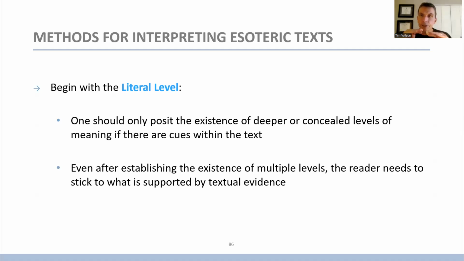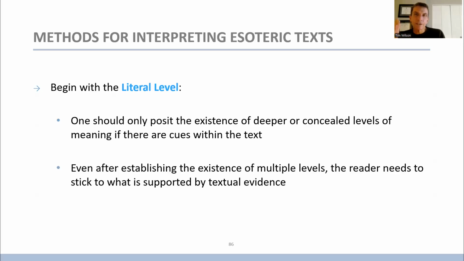So the interpretation has to begin with the literal level and only point to the existence of concealed levels of meaning if there are cues within the text. In the last lecture, for instance, I tried to interpret the Odyssey with a medieval fourfold manner of interpretation. Now, that is a way that the Middle Ages would have approached Homer. However, the cues for those four levels are not really in the text of Homer itself.